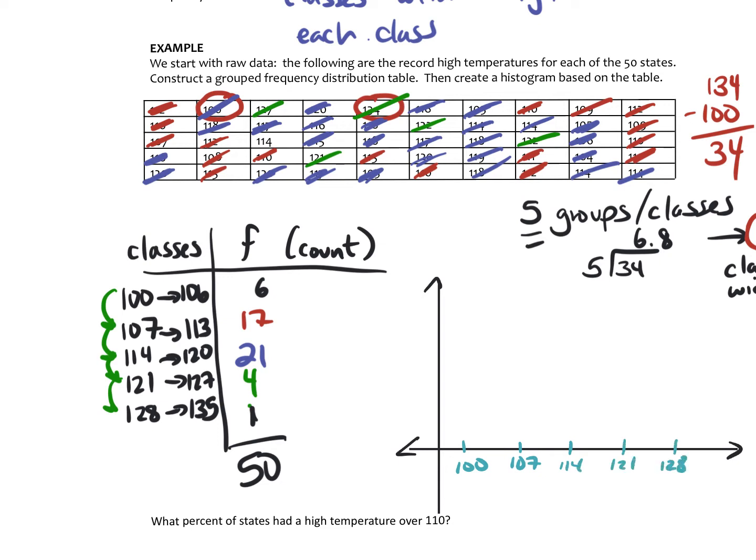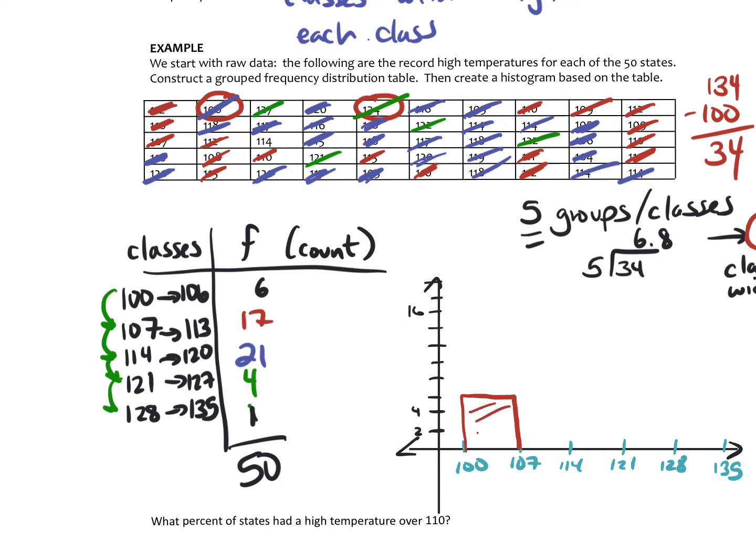The weird thing is you actually have to put the end of the 128 bar, which is going to be 135. And then we'll make our bars. The first one has 6, so maybe I'll go by 2s: 2, 4, 6, 8, 10, 12, 14, 16, 18, 20. My first one only has 6, so I'll make a bar that goes up to 6.